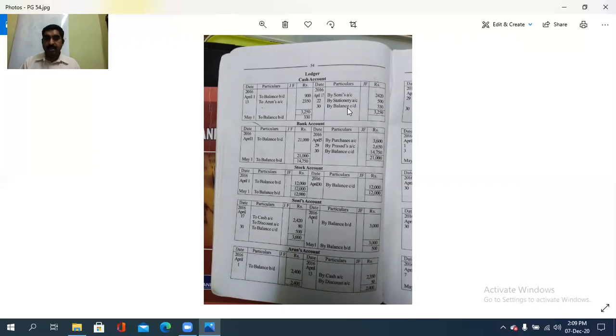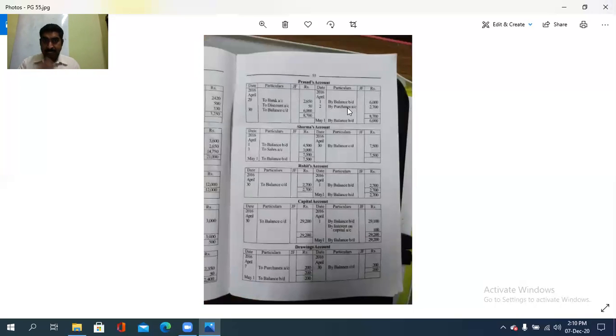So see, what are the items? 21,000 is on the debit side. Purchases 3,600. Prasad account 2650. Taking the total, 14,750 as the credit balance. Then stock. Stock always has what balance? Debit side. So 12,000. Then Sony's account: Sony has a debit balance of 500. Arun's account, no balance. Then Prasad account, there is a balance of 6,000. Sharma's account, I think there is a balance of 7,500. Then Rohit account, there is a balance of 2,700.